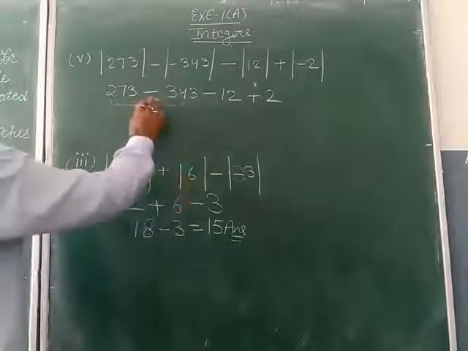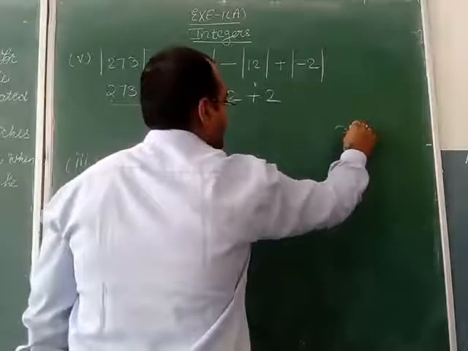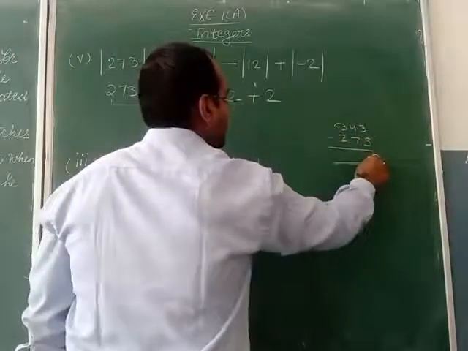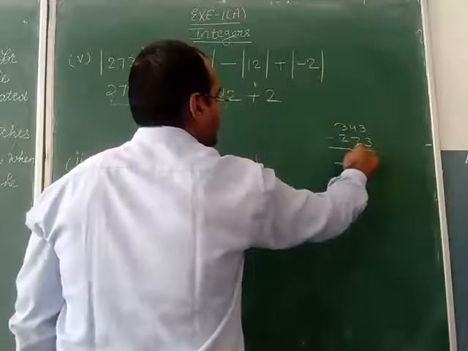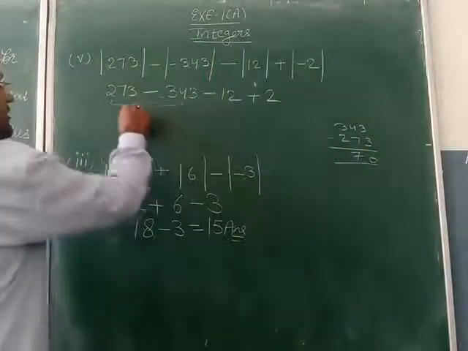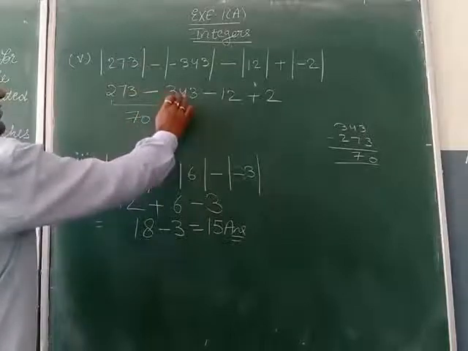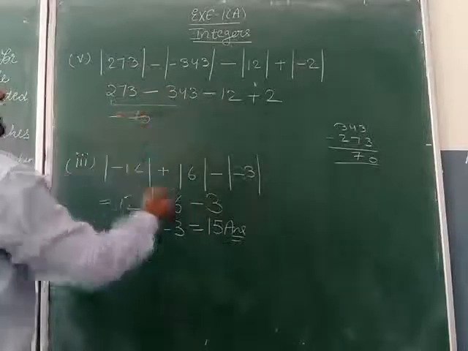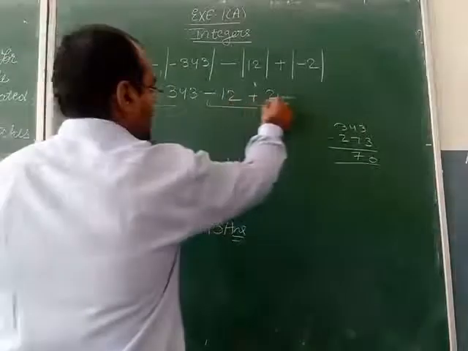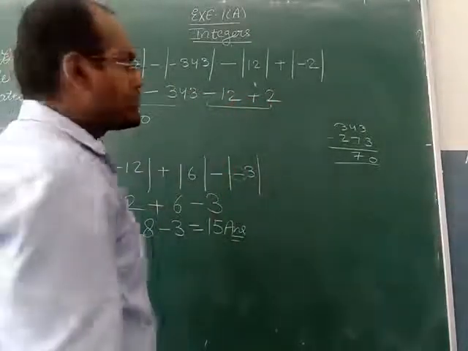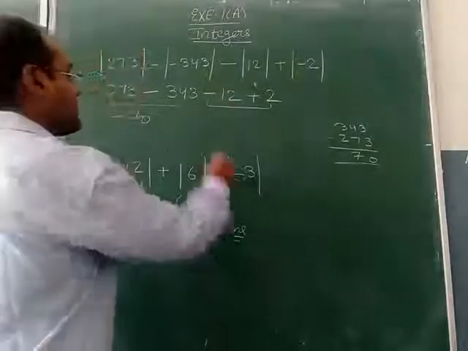So we will subtract them. 343 and 273, we will subtract. 0. 14 minus 7 will be 7. 70 is the remainder. Now which one is greater among them? Minus 343 is greater, so we have to put a minus sign. Now these two numbers we will solve. Minus and plus is minus. So 12 minus 2, when we do, answer will be 10.